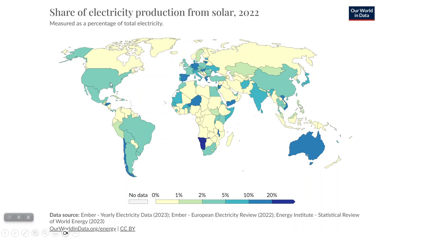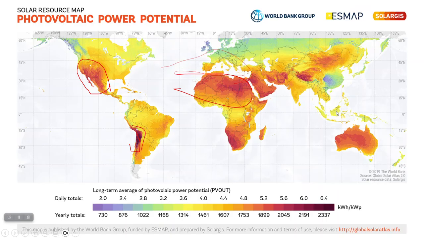The United States is not doing as bad as you would expect. It's between 2 and 5%. Russia and Canada obviously not being able to use much solar power because if you look at their photovoltaic power potential, they're just not going to be capable of producing a lot of solar power because they're not getting as much direct sunlight. All right.